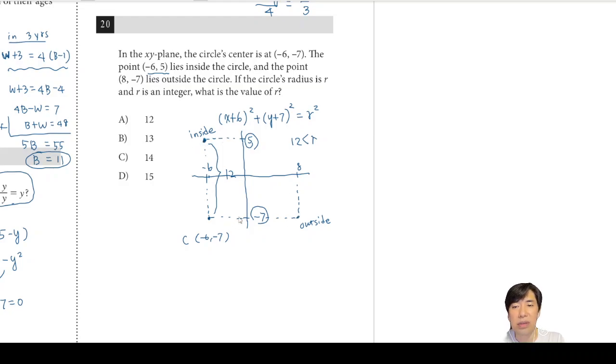How about this? That's outside the circle. So this length goes from -6 to 8. So this length is 14. So what that means is that for this point to be outside of the circle, the radius r of the circle must be smaller than 14. Okay, but this one says the circle's radius r is an integer. So the integer between 12 and 14 is 13. So the answer is B.